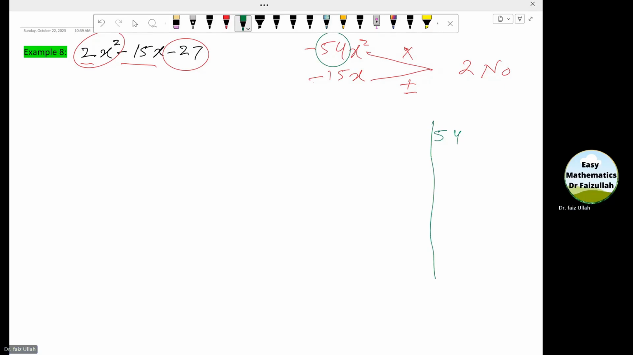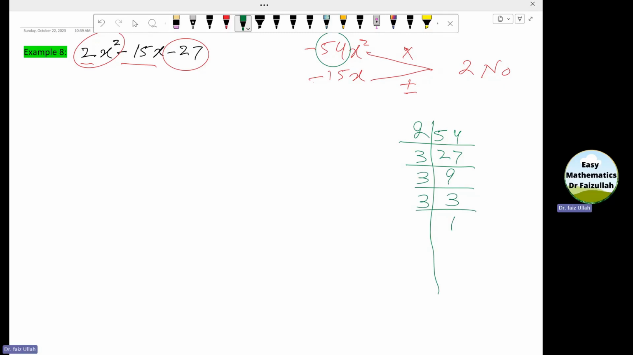So we can divide 54 by 2. If we divide by 2, we get 27. Then we divide 27 by 3. 3 nines are 27. Again, 3 threes are 9. Again, 3 ones are 3. So all the multiples are 2, 3, 3, 3, and 1.